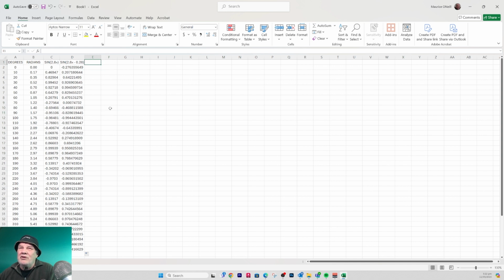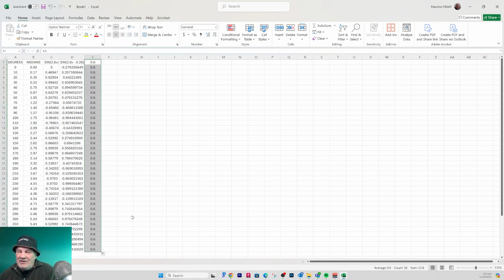Now we also want to put in this other one, 0.6. Y equals, we'll just put 0.6 in there, and then we're just going to copy that all the way down like that.